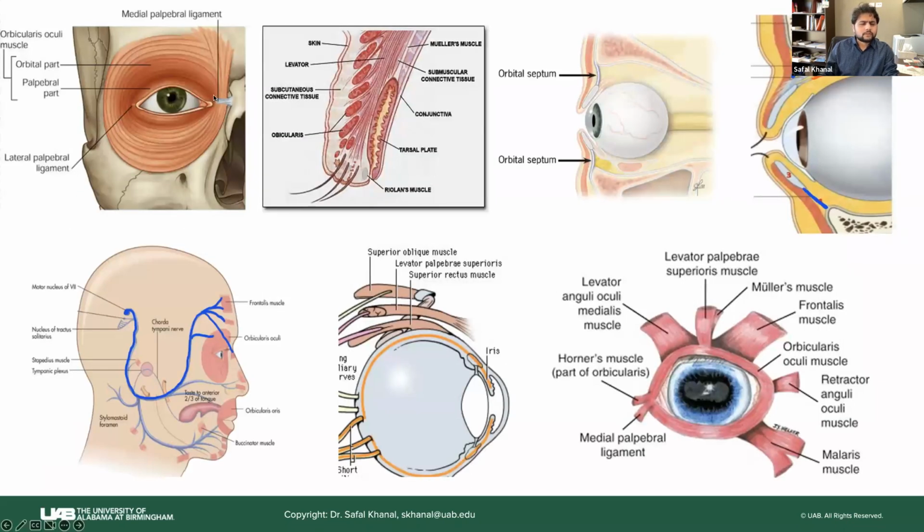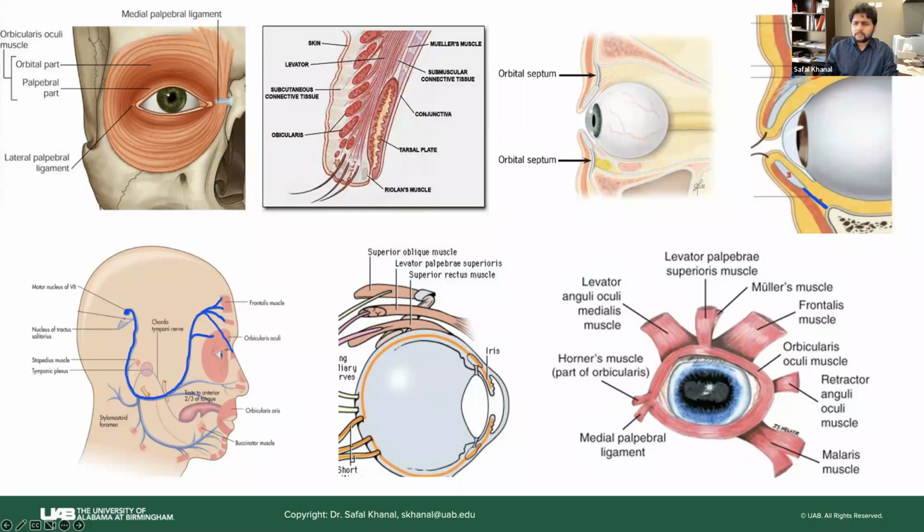Let's look at some graphical illustrations here. Here is your orbicularis oculi muscle, the outermost orbital part, and then closer to the lid margin is the palpebral part. The Riolan muscle here is located on the lid margin, which helps to keep the lid opposed to the globe. Your orbital septum is the anteriormost boundary of the orbit, and it separates the eye globe from the orbital fat.